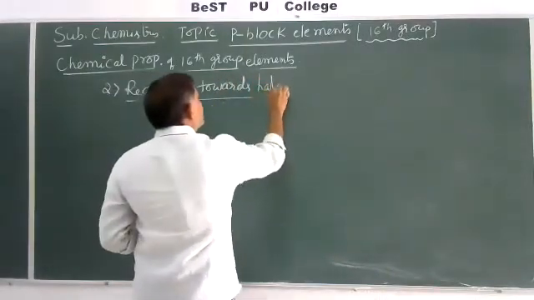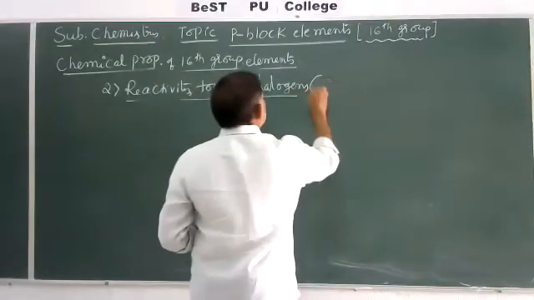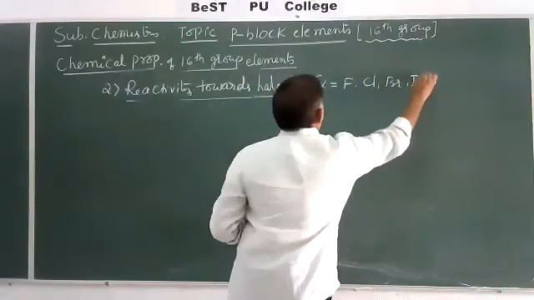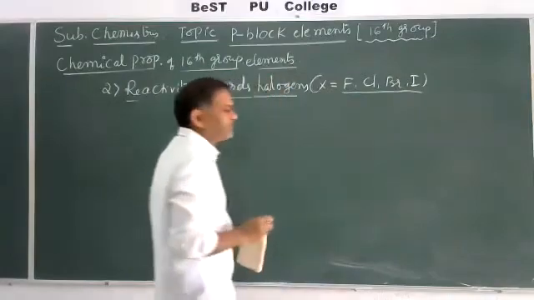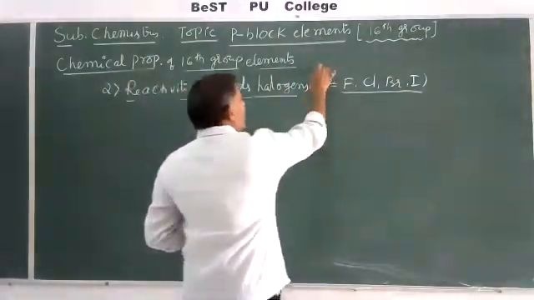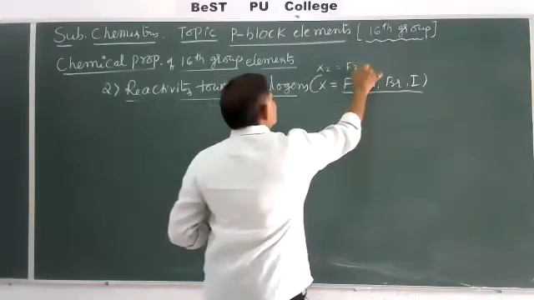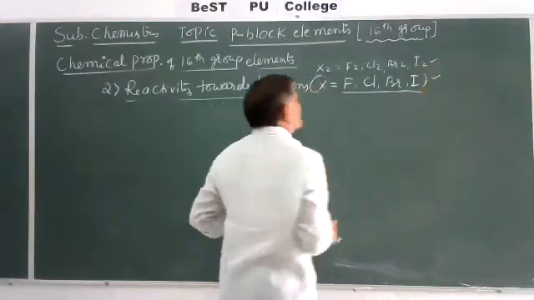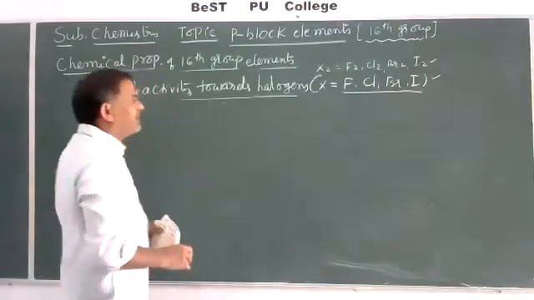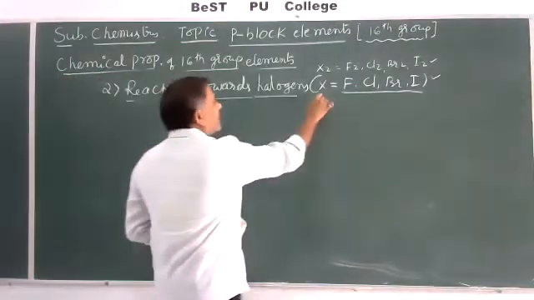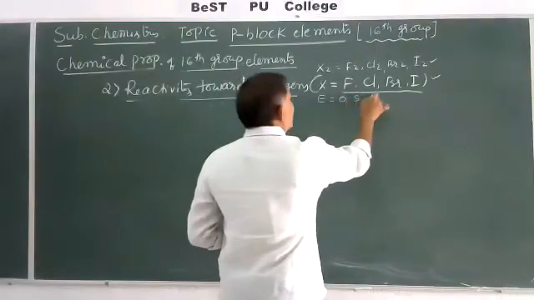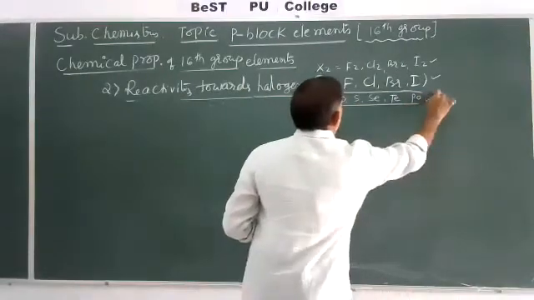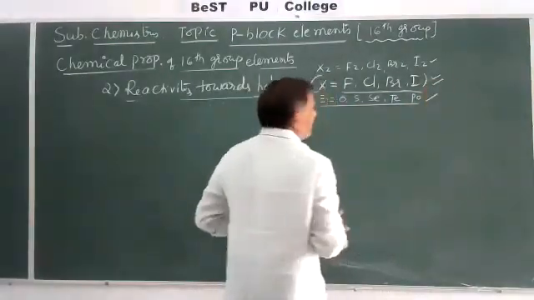Reactivity towards halogens. Halogens are X, 17th group elements like fluorine, chlorine, bromine, iodine. Astatine is a radioactive element. In the molecular state, they are F2, Cl2, Br2, and I2. These are halogens, 17th group elements. Your E elements are oxygen, sulfur, selenium, tellurium, and polonium. These are the 16th group elements. These are 17th group elements.